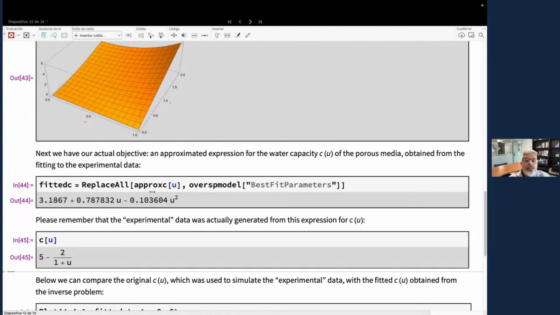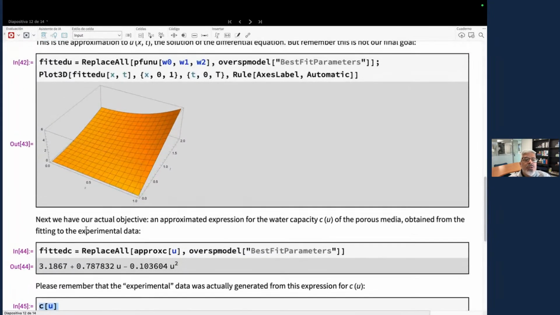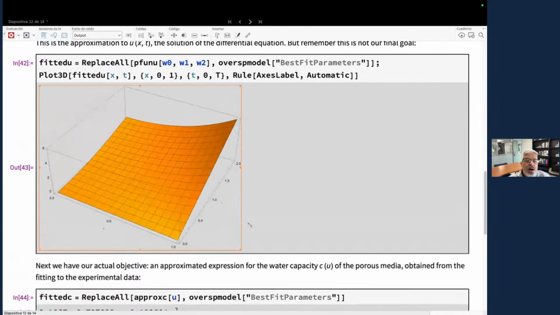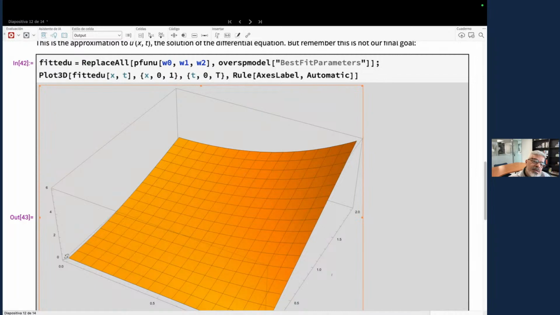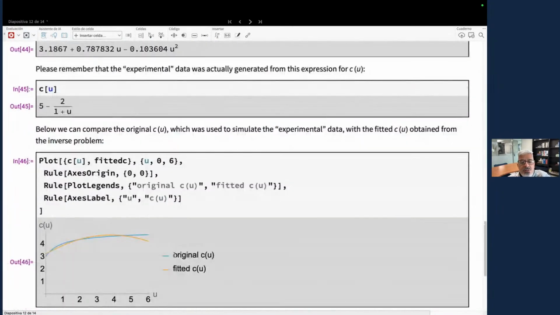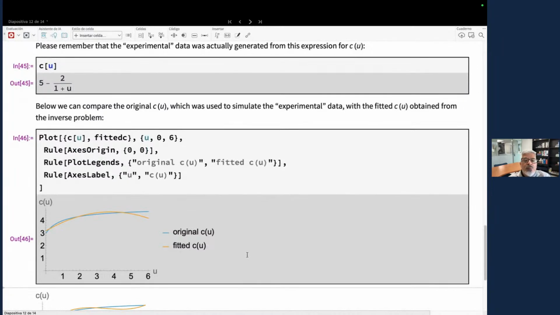So this polynomial is supposed to be an approximation to this. Now, for what values of U should we expect that approximation to be good? Well, precisely the values of U that you can see here in the solution. The values go between 0 and 6. So if I just graph the two functions between 0 and 6, then we can see that the parabola is actually making a fit to the value of the capacity.